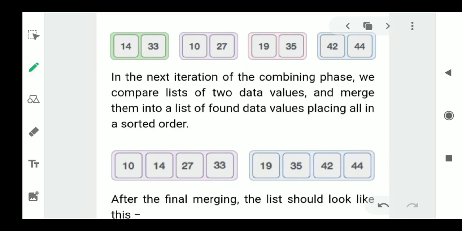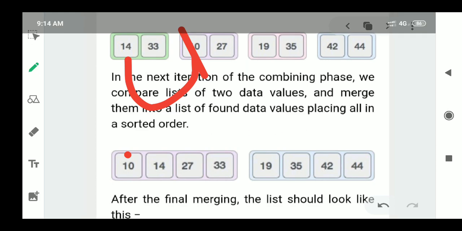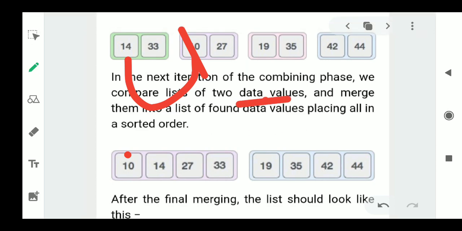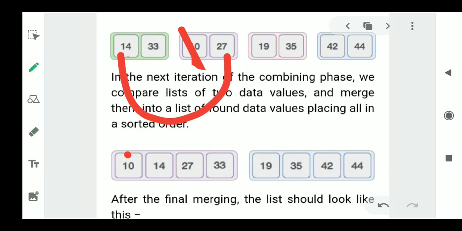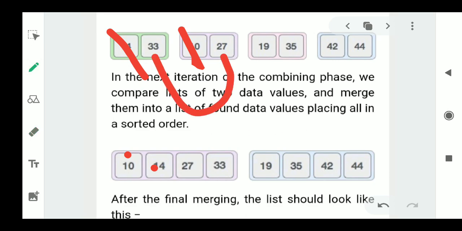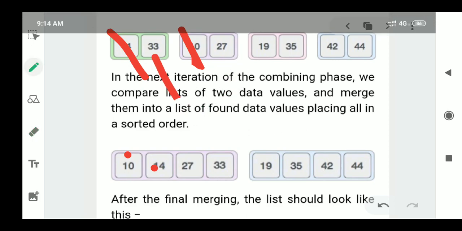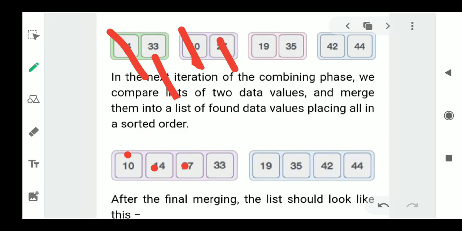Again, I am repeating. First, we compare the first element with the first element. 10 is smaller, so we have taken it here. There is no 10 in the array now. Only three elements are there. Now we will compare the first element with the next element, 14 and 27. 14 is smaller, so we have taken 14 into the list. Now we have only two elements, 33 and 27. 27 is smaller, so we take 27 into the list. Only 33 is remaining, and 33 will be taken into the list now.